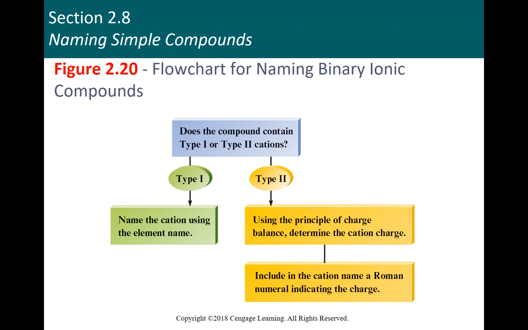The textbook that I'm pulling these PowerPoints from is pretty good about providing flowcharts. So when you look at this flowchart, is it type 1 or type 2? Type 1 is the type of element or cation that only has one possible charge, so you just use the cation using the element name. Type 2, you figure out the cation charge and then you put that in Roman numeral.